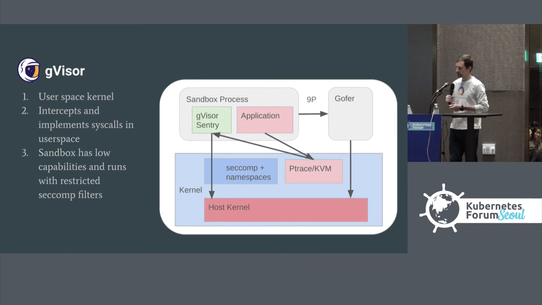So gVisor looks something like this, where it intercepts syscalls and handles them in user space rather than using the host. And so that makes it really hard to take advantage of bugs that are in the host operating system in order to break out of the container.